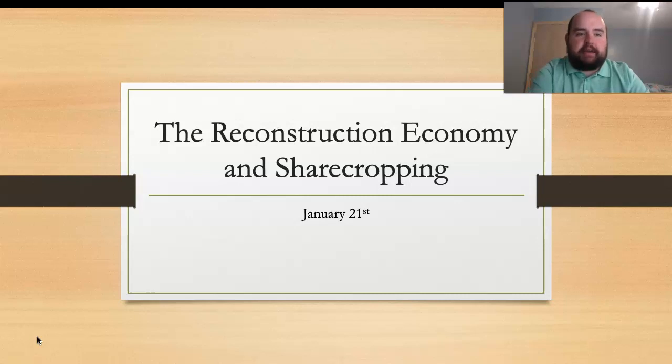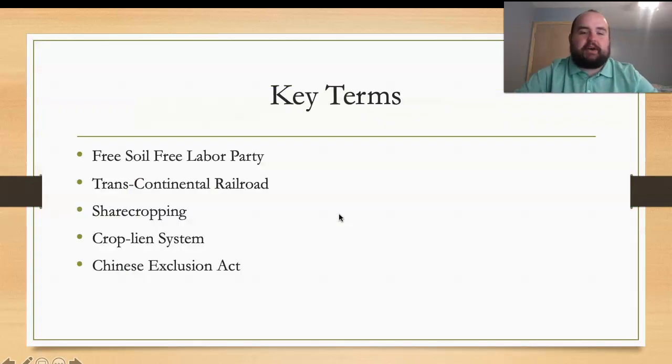Now, if you remember from last week, we ended up talking about Reconstruction and some of the political actions taken during Reconstruction, how that affected the politics of the country and the experience of newly freed slaves. Today, we're going to look at the other major half of Reconstruction and focus on the economic policies that came about during Reconstruction, specifically focusing on sharecropping. Now, this date is actually a typo. Please ignore it.